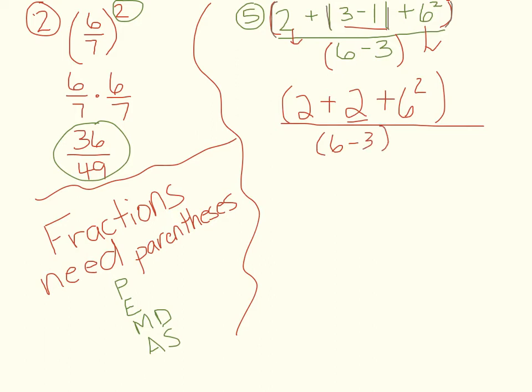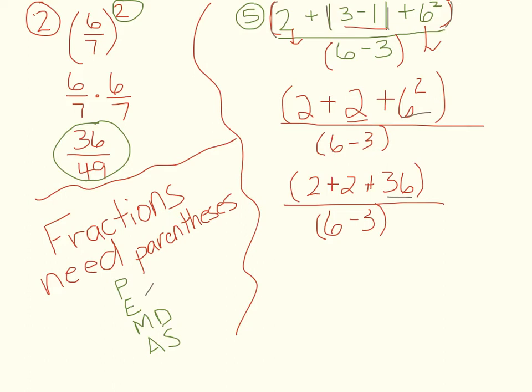Now I'm ready to move on and work inside my parentheses again. Inside the parentheses in the top, I have an exponent, and exponents are second. So I'm going to be doing that next. So I'm going to do 2 plus 2, and 6 squared means 6 times 6, so that's 36. And then in the denominator, I've got 6 minus 3. So I've done my exponent here, and that's how I got 36.